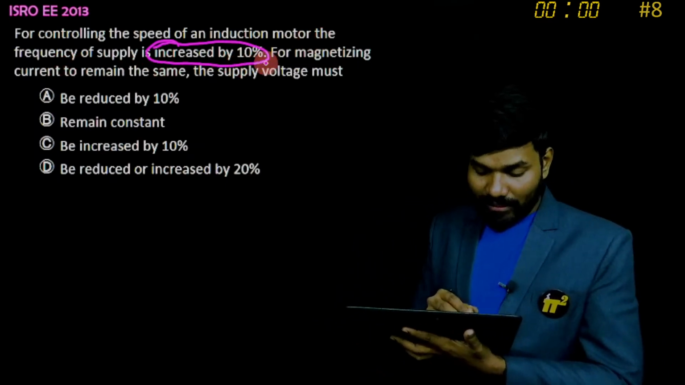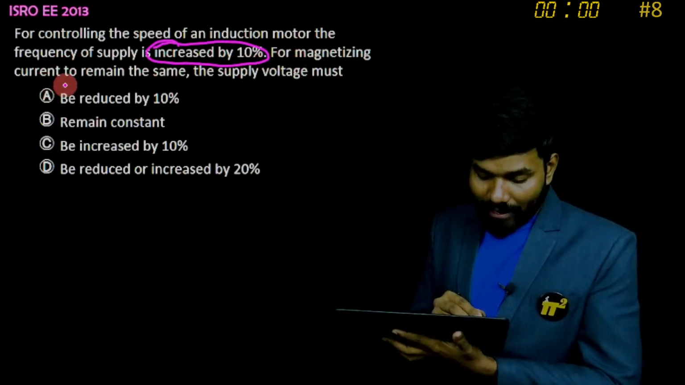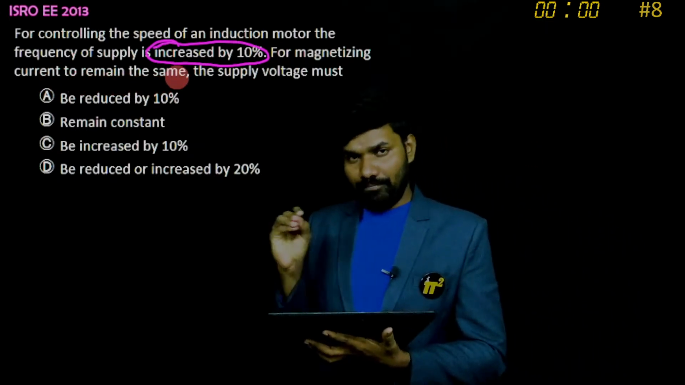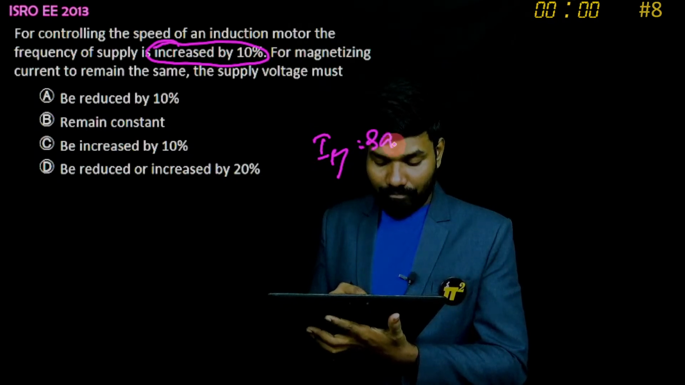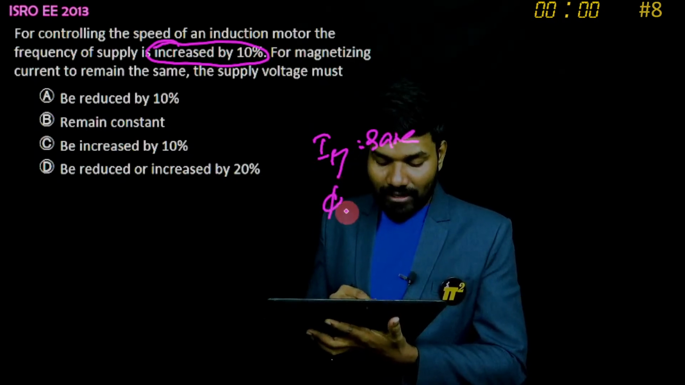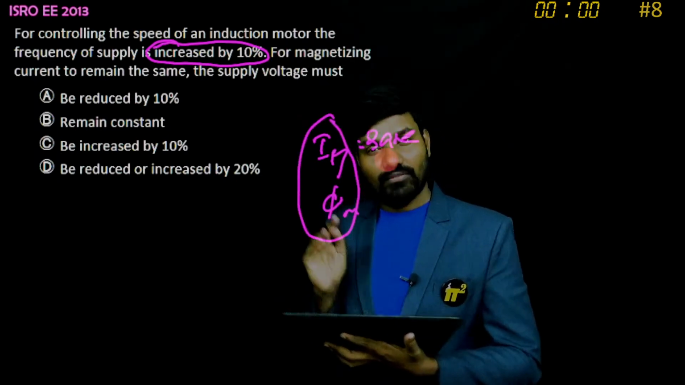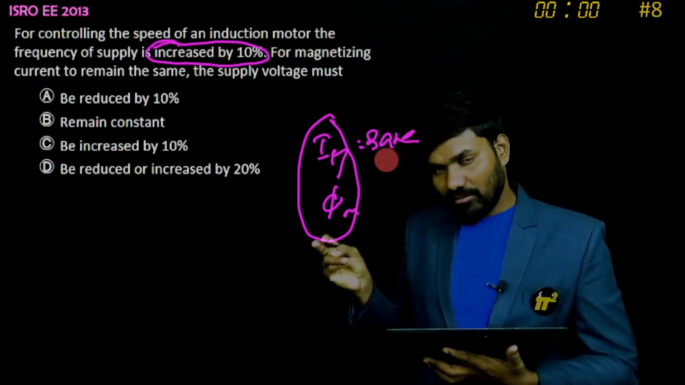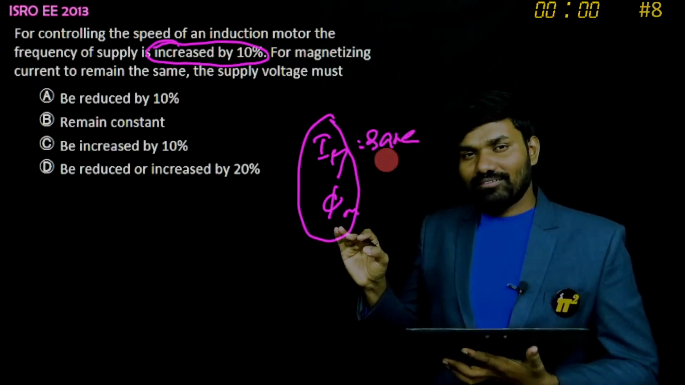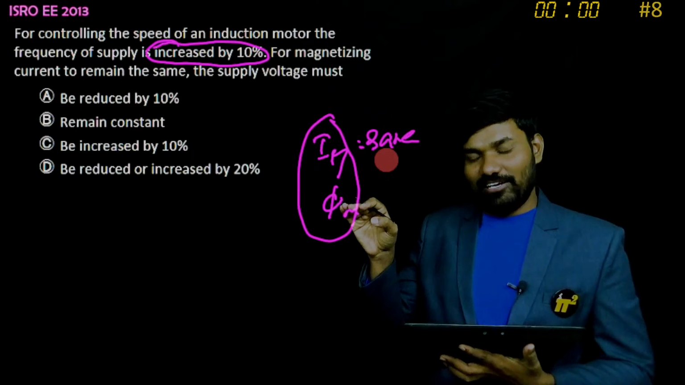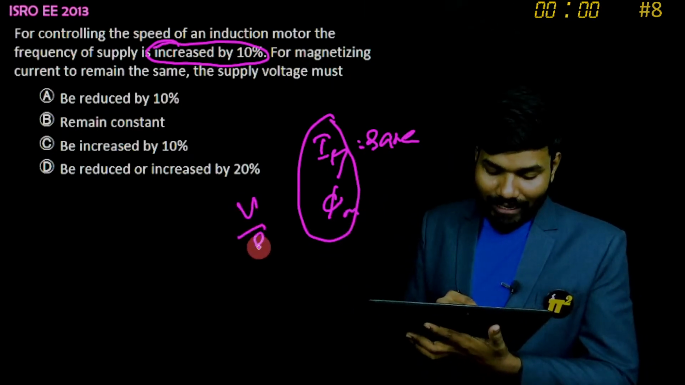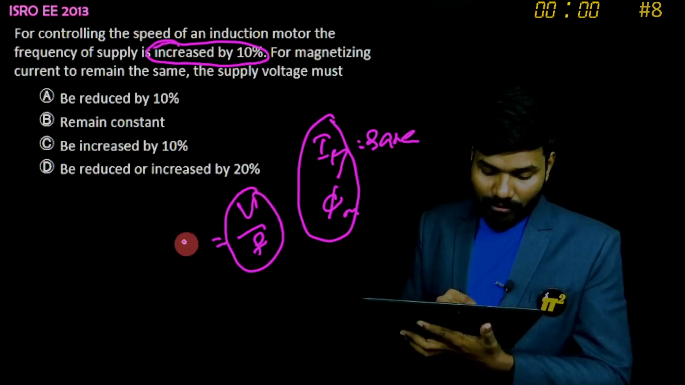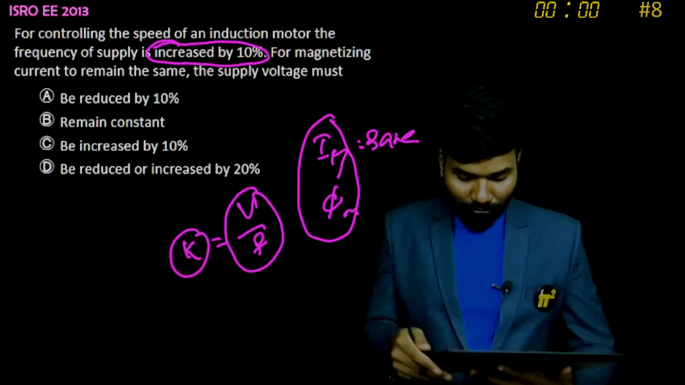Supply frequency is increased by 10%, and for the magnetizing current to remain the same, meaning I mu must be the same, meaning flux must be the same. If there is a change in flux, there is a change in I mu. Flux is the same, I mu is the same. For flux to be the same, V by F must be constant. That's what somebody's saying.